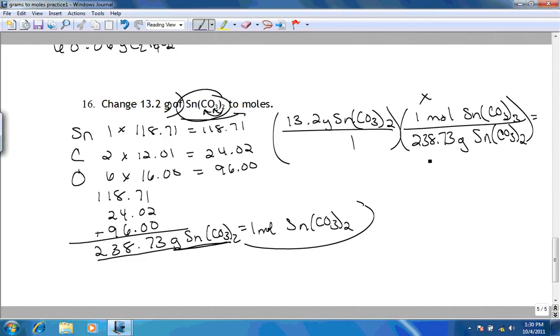If it's on the top, you multiply. If it's on the bottom, you divide. So it's 13.2 divided by 238.73. That comes out to be, oops, 0.553 moles of SnCO3.